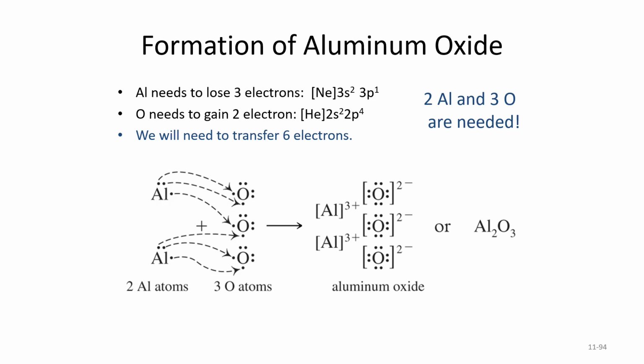Formation of aluminum oxide. Aluminum has 3 valence electrons. So Al2O3, this electron's going to go to this pair, this one's going to pair with this one, this one's going to pair with this one, and you can see the movement of electrons. And you can see how they end up over here in our final Lewis structure.